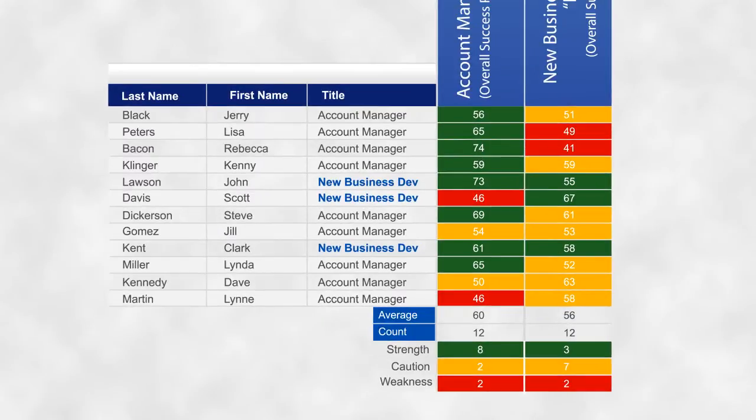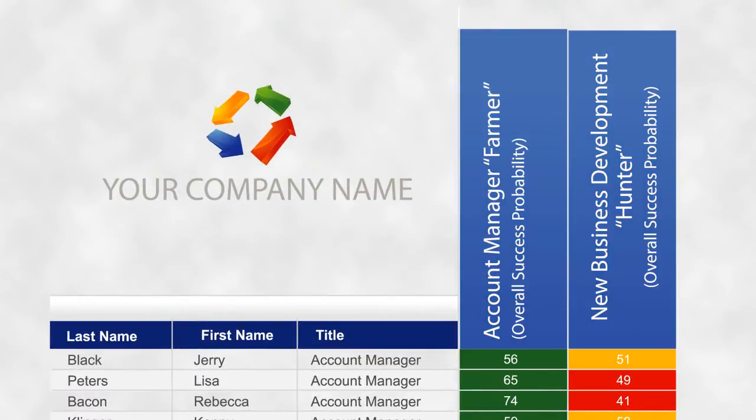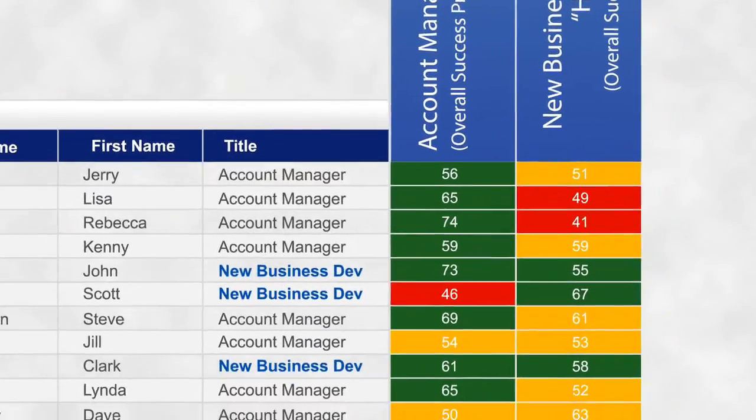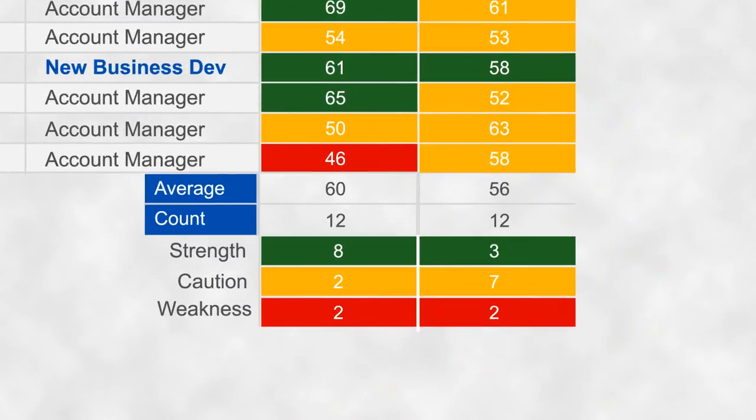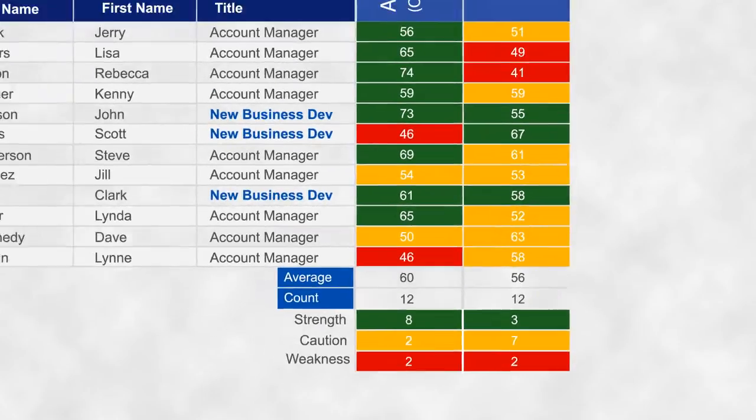As we look at who can make the transition from account manager to new business development, you can see that the number of people predicted to be successful in the new role is only 3. However, 7 in yellow could transition to that role with some development.